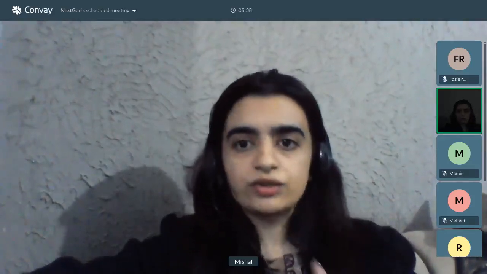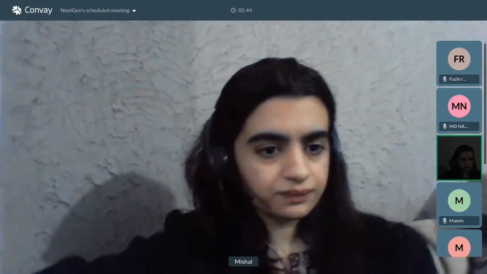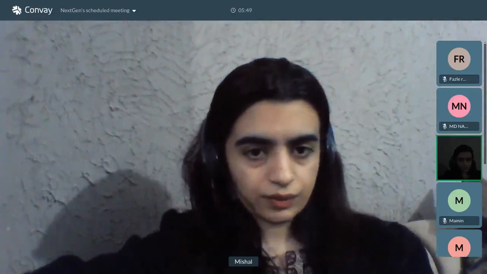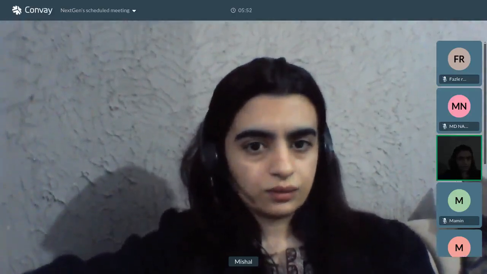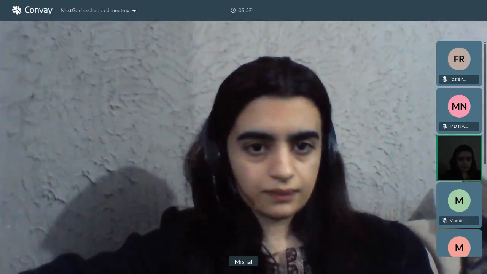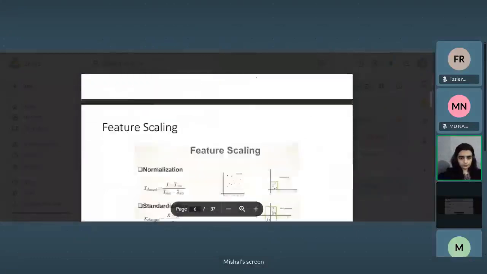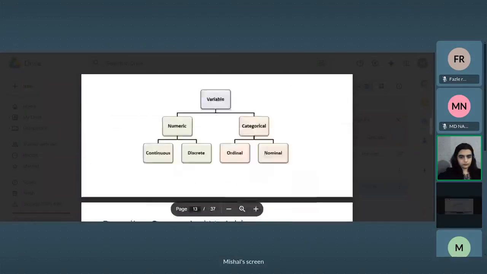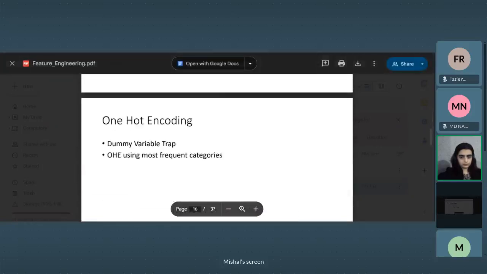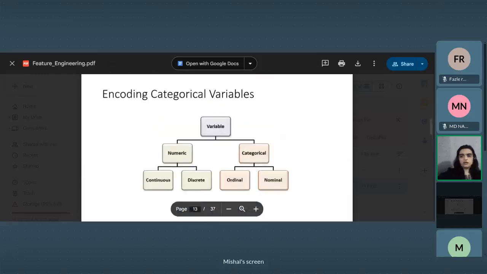I'm going to share my screen and there you guys can see it. By the way, I have already shared it. You guys must know about that one. Okay, so yeah, it's feature engineering. Okay. Encoding categorical variables.